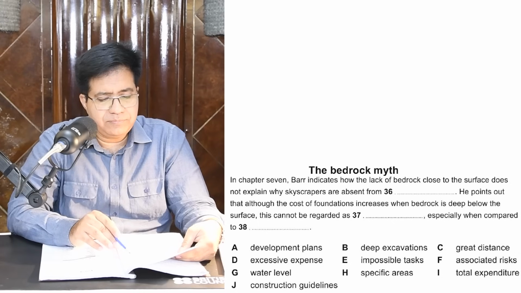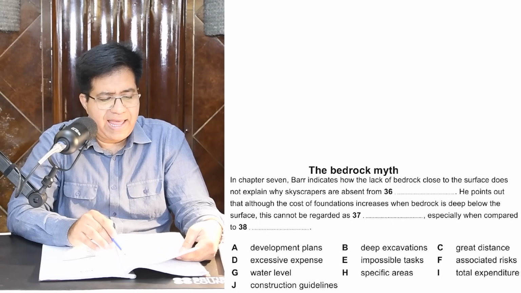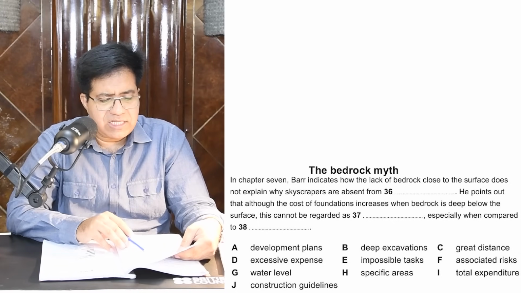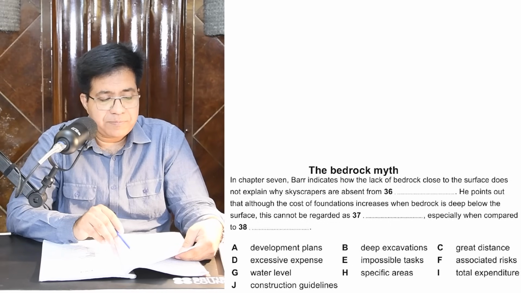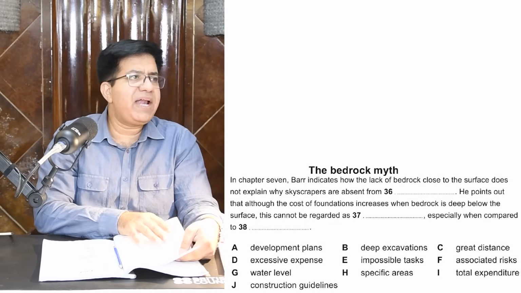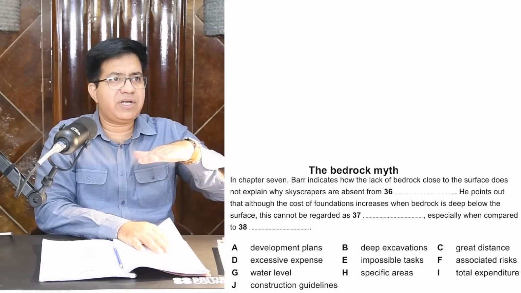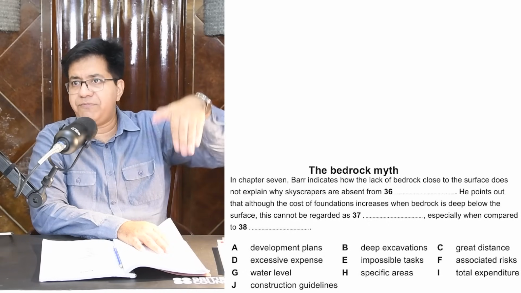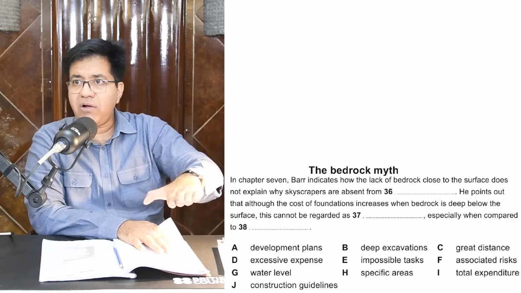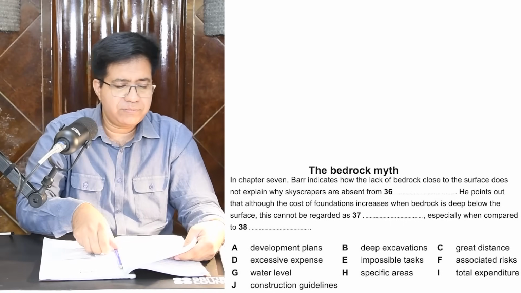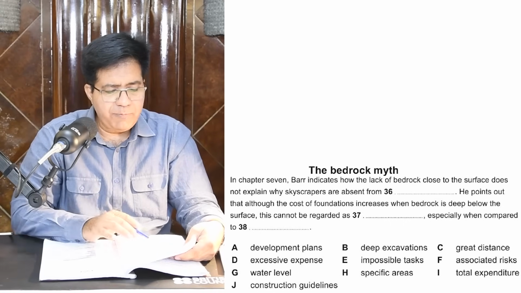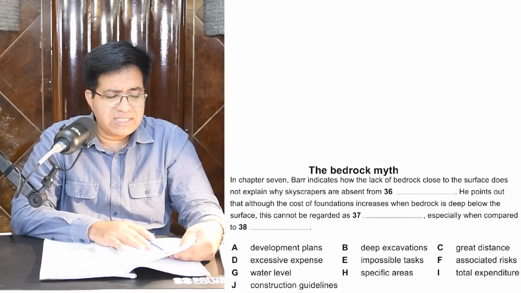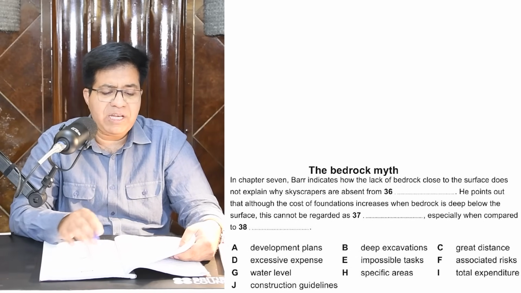Okay, let's go on. He points out that although the cost of foundations increases when bedrock is deep below the surface. By the way, bedrock is from where they start constructing a skyscraper. They dig down almost 2, 3, 4, 500 feet and then they make a bedrock, and from there they start construction. So he points out, okay, increases when bedrock is deep below the surface. This cannot be regarded. What do they mean by this?